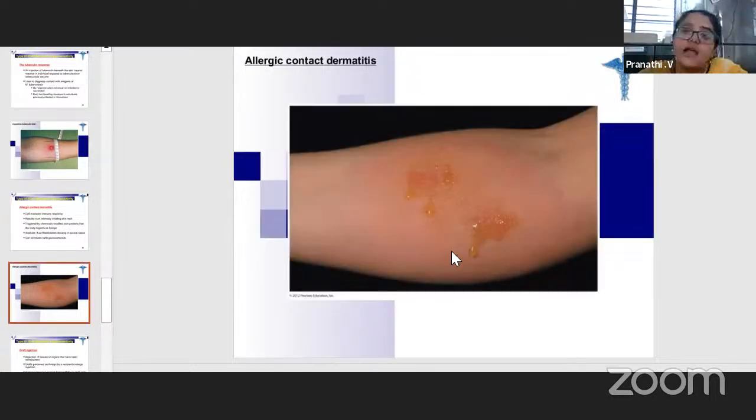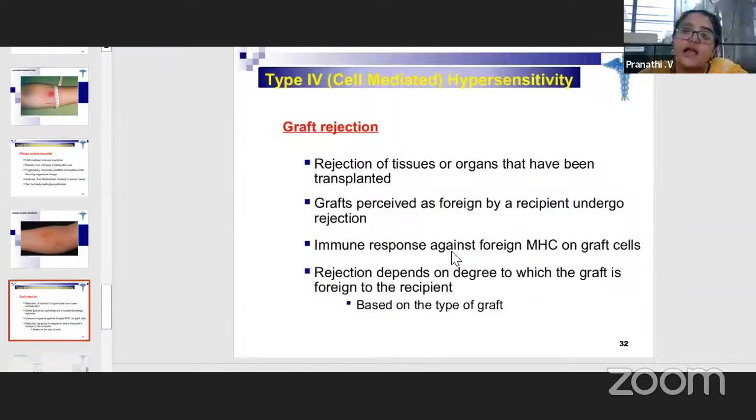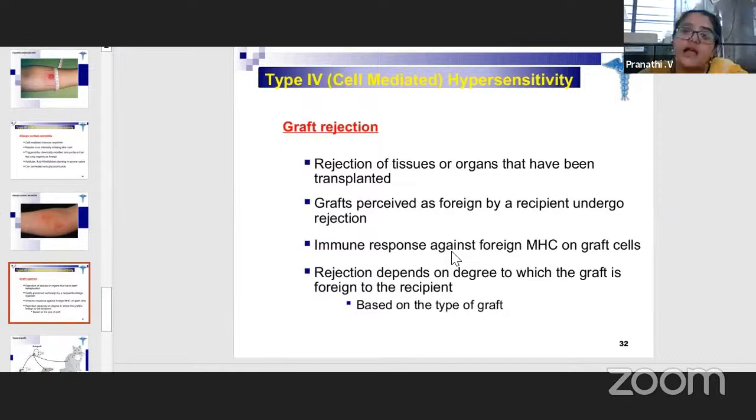And we have graft rejection. Whenever there is any kind of organ or tissue transplantation, that is known as grafting. The body will recognize the donated liver or kidney as foreign and start producing antibodies against it. So you have major histocompatibility complexes also acting on the graft cells. This can be managed by giving immunosuppressants. So what are the different types of grafts that are seen?